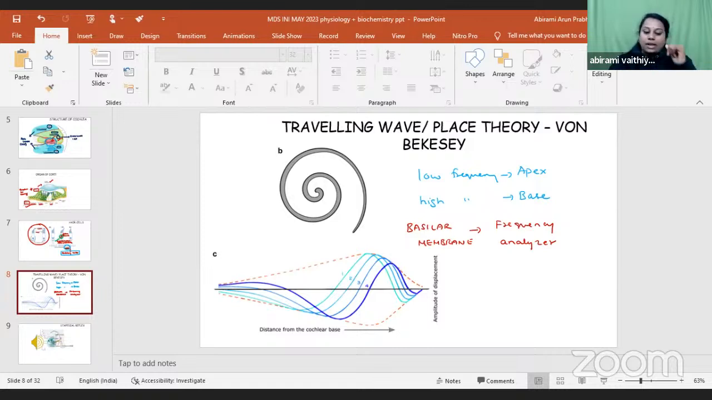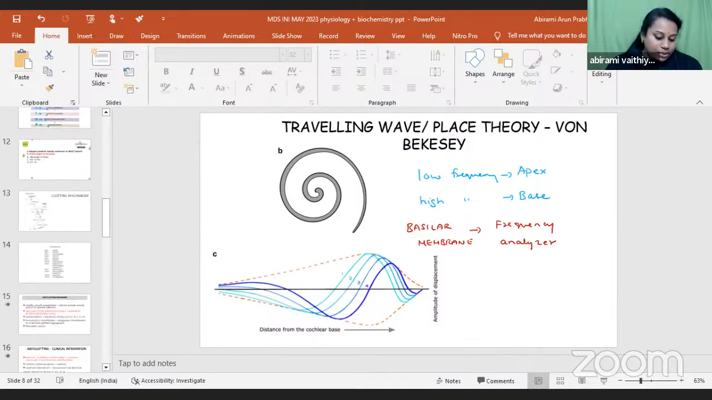Place theory or traveling wave theory. Hair cells are moving, generating action potentials. That is carried to your auditory cortex and thereby you're able to hear. Yes, this is the mechanism of hearing, the simplest understanding of the mechanism of hearing.